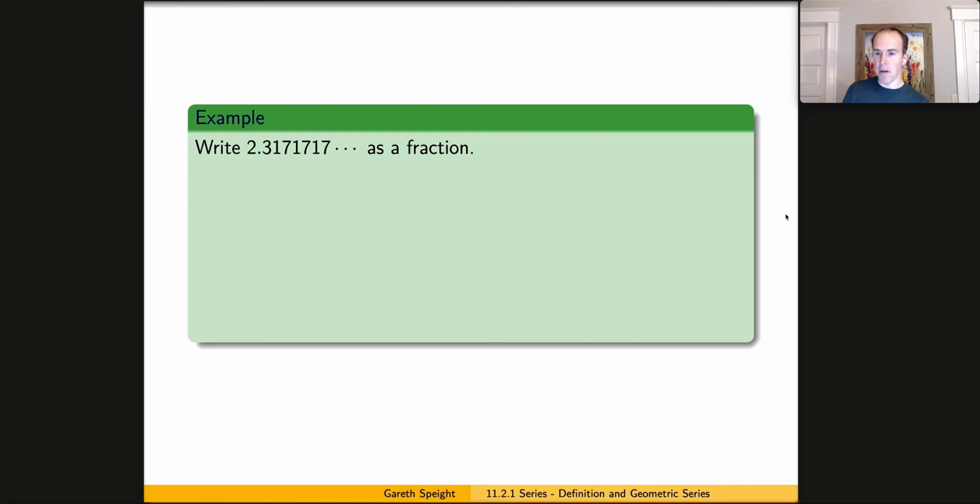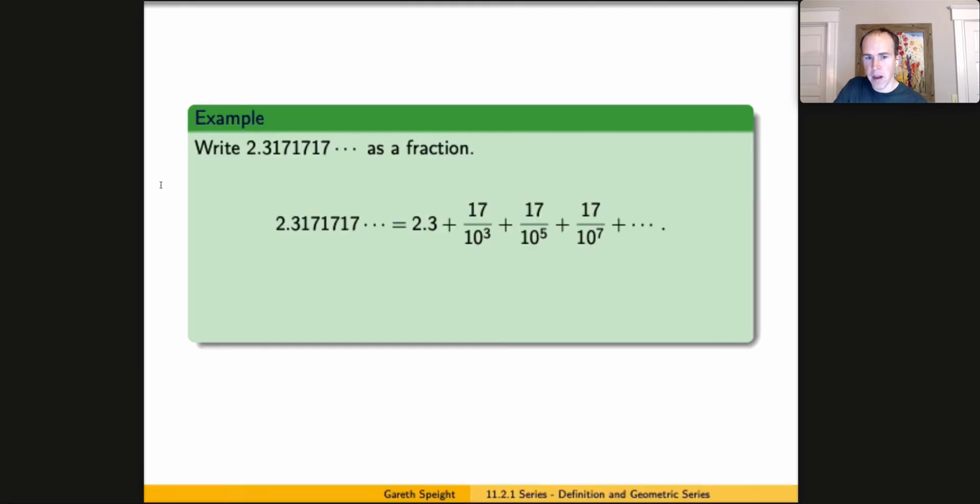Maybe another kind of more involved question is, let's try to write 2.317171717, where the 17 part is recurring, as a fraction. So one way to think about it is to split off the 2.3, and then we have 0.017. So that's 17 over 10 cubed, if you stare carefully at the decimal points. And then each time we go across, we have another 17, which moves along by 2 decimal points to the right. So what does it mean to move along 2 decimal points to the right? It means that we divide by 100, or we divide by 10 squared.